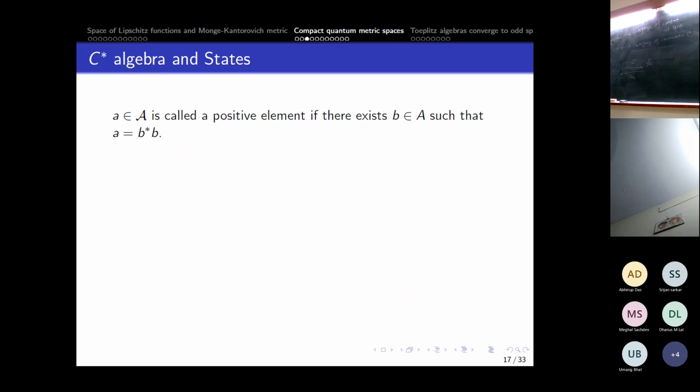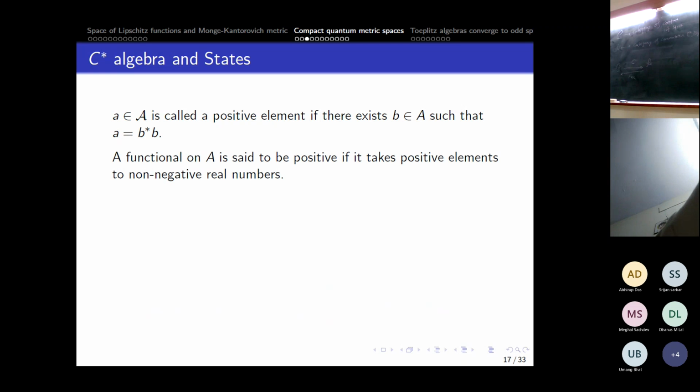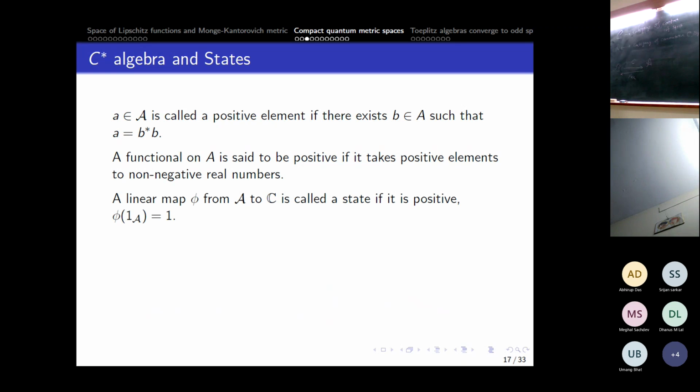Now, let me come to what are states. In a C star algebra, an element is called positive if it is of the form B star B. A functional is called positive if it takes positive elements to non-negative real numbers. And a functional is called a state if it is positive and takes 1 to 1.